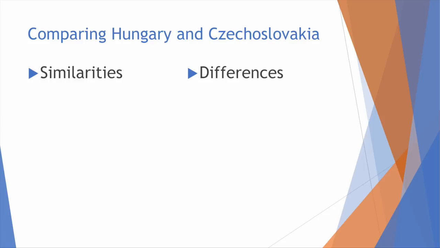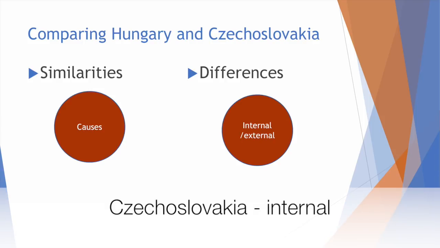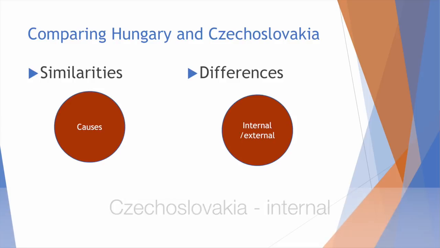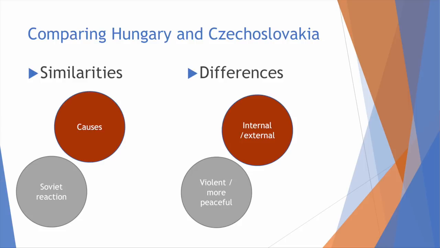But what I would recommend, just as an overview, is try to think about it once again through our rubric. We have causes. One of the big differences in the causes of these two is internal versus external. In Czechoslovakia, most of the reforms that bubble to the surface are driven internally by the Czech people, while if you look at Hungary, many of the things that inspire the Hungarians are happening outside of Hungary, and they believe that these changes can also happen for them. When we look at the Soviet reaction, the most obvious difference is that in Hungary it was far more violent, while in Czechoslovakia it was some violence, but it was far more peaceful.